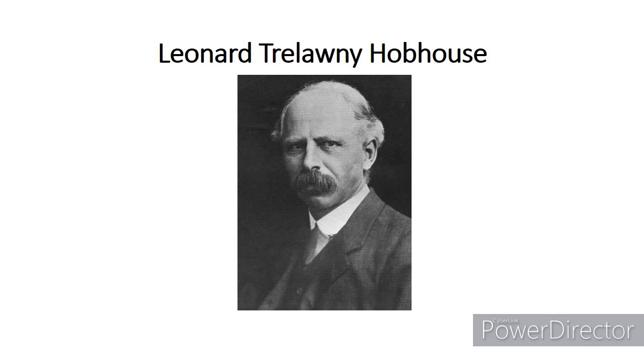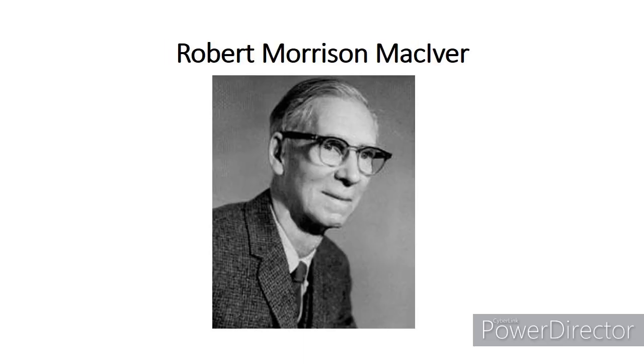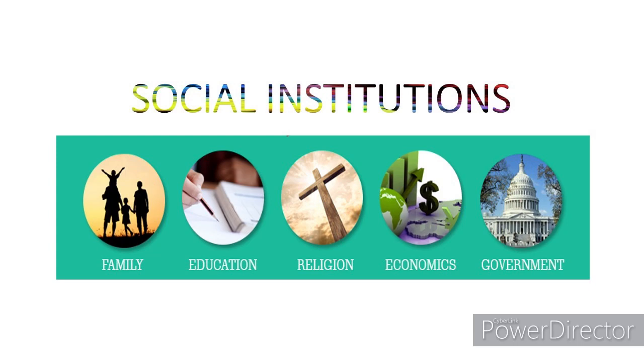L. T. Hobhouse described institution as a whole, or any part of the established and recognized apparatus of social life. Robert MacIver regarded institution as established forms or conditions of procedure characteristic of a group activity. Sociologists agree that institutions arise and persist because of a defined felt need of the members of the society.